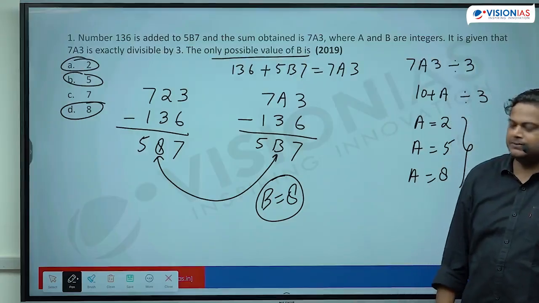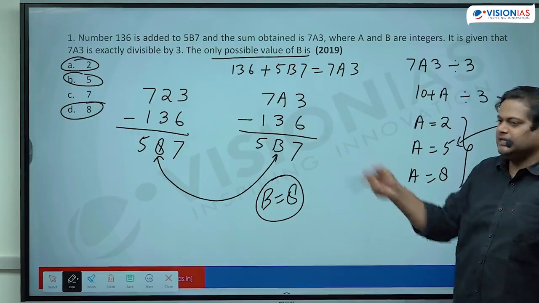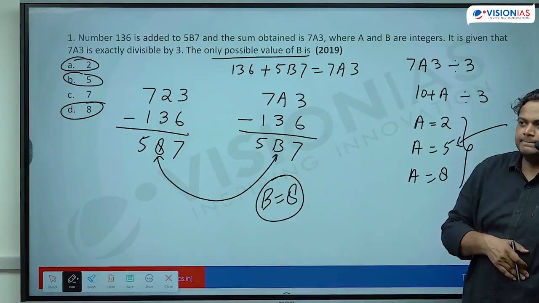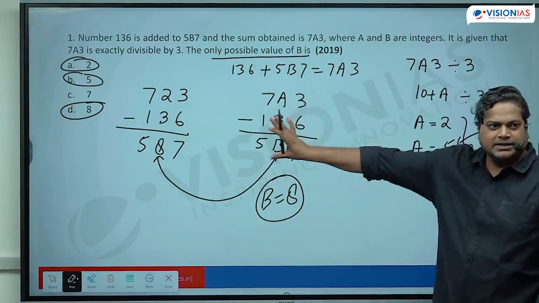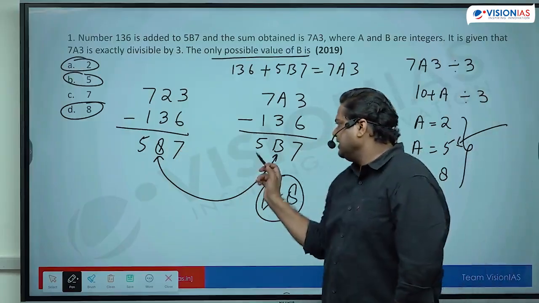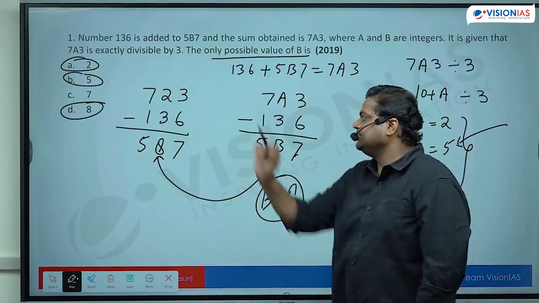Only possible value. If we put a की value 5, see what b की value we are getting. करके देखते हैं. This is clear? इतना तक तो clear है? Only possible value they are asking 5, 8, 7 है. Here it is written 5b7. That means b की value is 8.